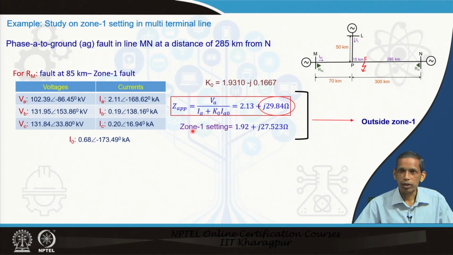Whereas, our zone 1 setting for the 80% of M to P plus P to L, because P to L is the minimum distance from P side, gives you 1.92 plus j 27.523 ohm. Now, you see here, even though we have simulated at 85 km, which happens to be zone 1, the fault is seen outside zone 1. So, that is what we mentioned earlier also, it is an issue of underreach for the zone 1 operation of distance relay.